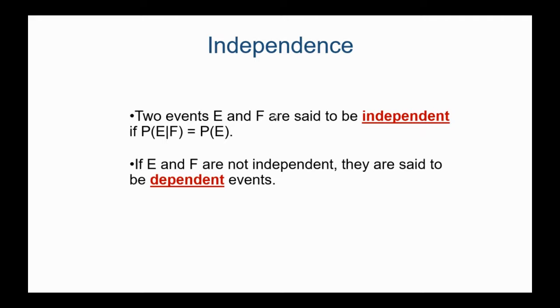If E and F are not independent, then they are said to be dependent. So here it's one or the other. You're either independent or dependent. So if it's not independent, then they must be dependent. Now, that's not to say we're going to see that relationship, but if you're not independent, then you must be dependent. That's what it boils down to.